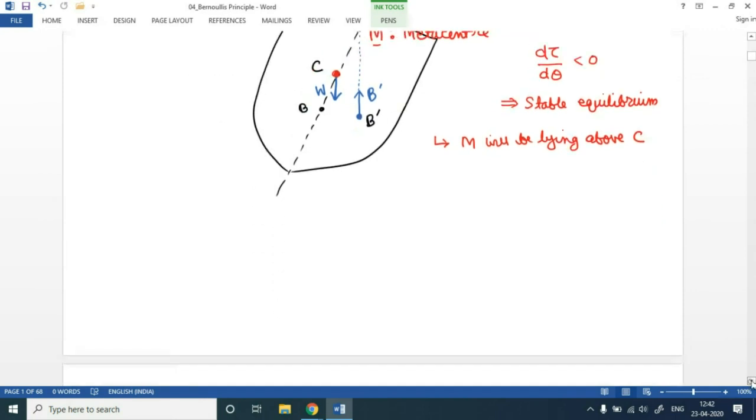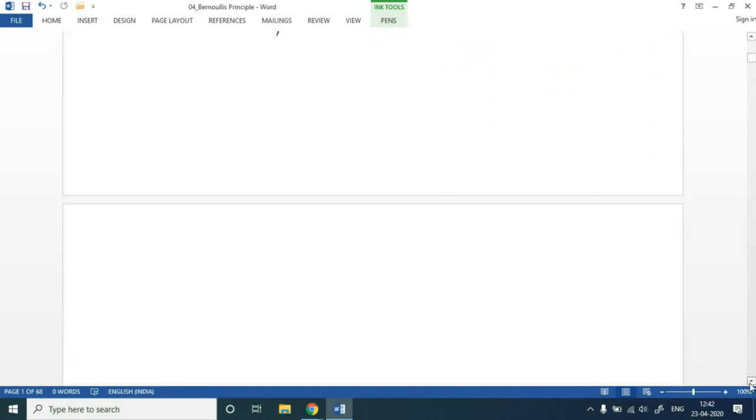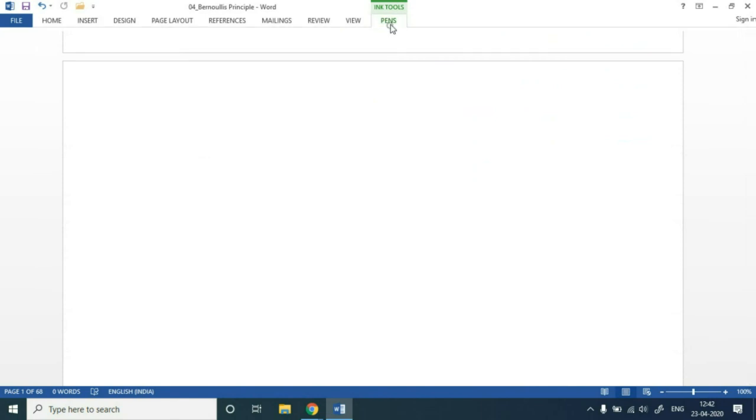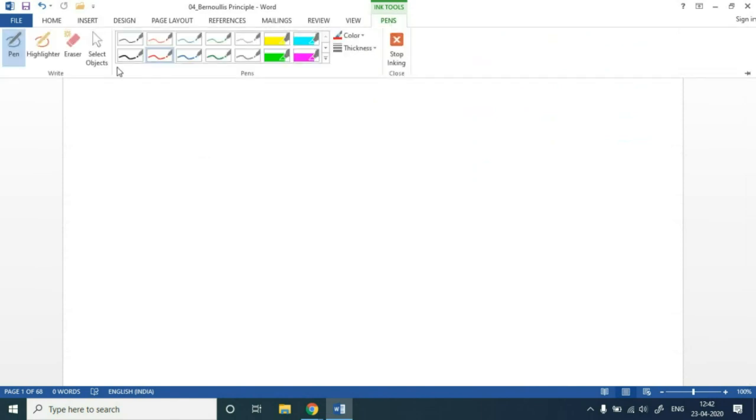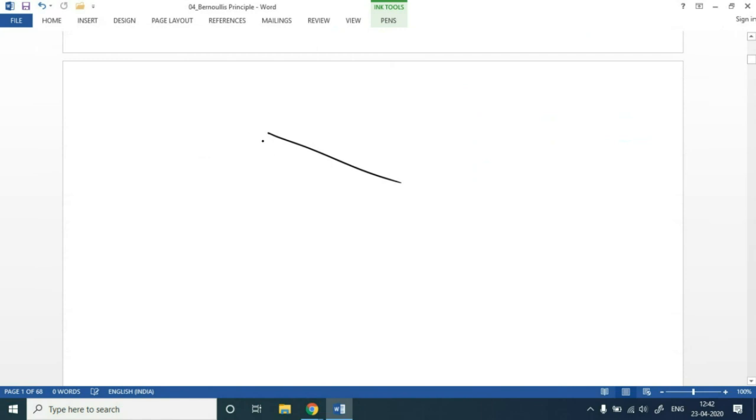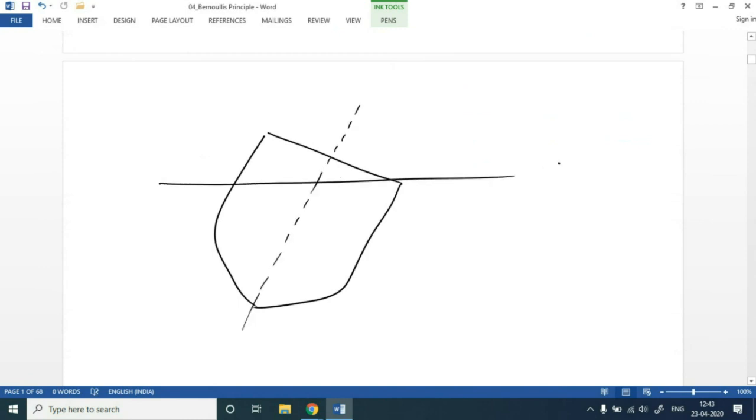Let me draw another diagram where we will be looking at unstable equilibrium, and we will be analyzing that situation in terms of the metacenter only. So let's say this is the line of symmetry, and let's say the body is floating. This is the center of gravity. This was the original position of the center of buoyancy, but let's say it has slightly shifted. Let's say B dash is here.